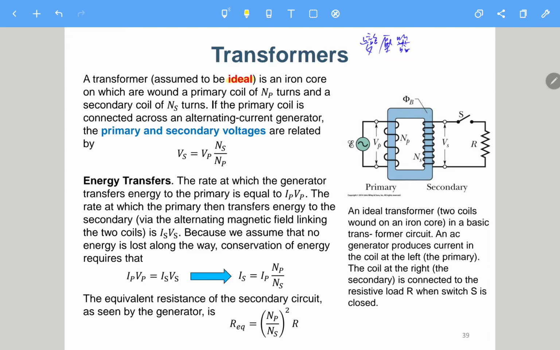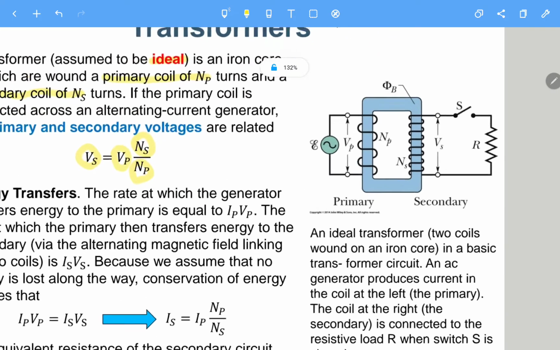A transformer is an iron core on which are wound a primary coil of Np turns and a secondary coil. So you altogether have two coils. If the primary coil is connected across an AC generator, the primary and secondary voltages are related by Vs equals Vp times Ns over Np. Ns is the number of turns of the secondary coil, and Np is the number of turns of the primary coil. You can see this on the figure.